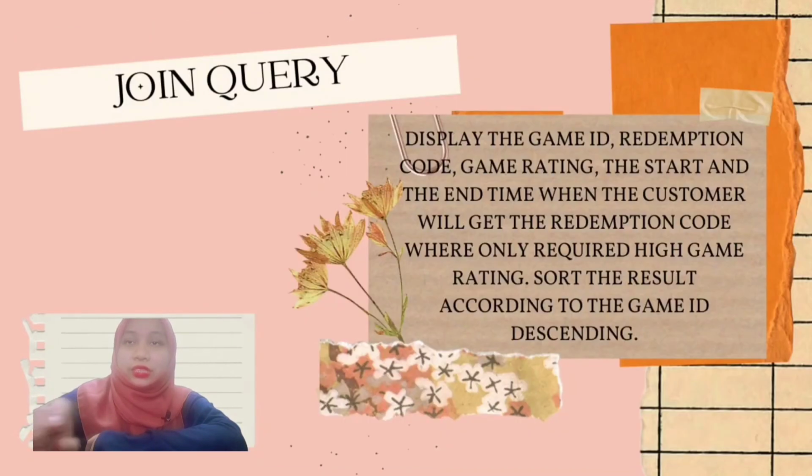The last question is display the game ID, redemption code, game rating, the start and the end time when the customer will get the redemption code where only required high game rating. Sort the result according to the game ID descending.